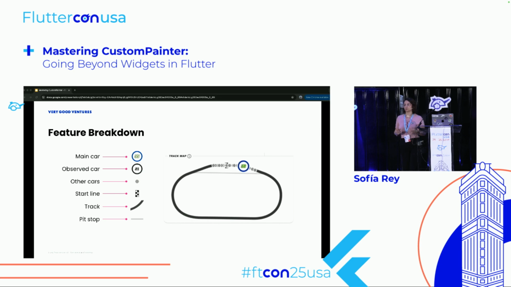One challenge that this project had is that races happen in a different place every weekend, and the map changes. So we get the map as an SVG string from the backend, and the first thing we need to do to be able to render this in our CustomPainter is translate this SVG to path commands from Flutter, right? How do we do this?